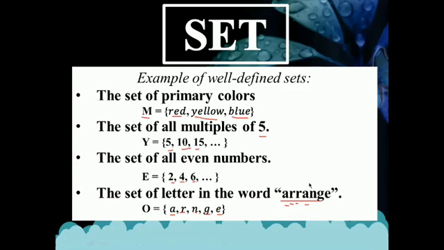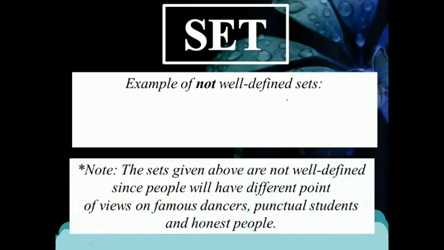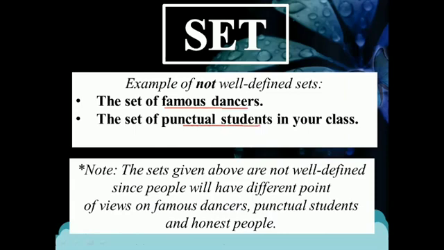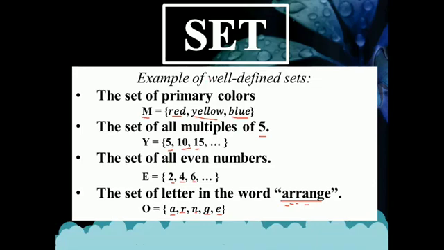Okay? So next, let's have examples of not well-defined sets. The set of famous dancers, the set of punctual students in your class, and the set of honest people. The sets given above are not well defined since people will have different points of view on famous dancers, punctual students, and honest people, compared to the examples earlier of a well-defined set.